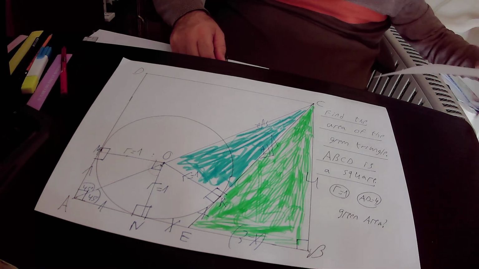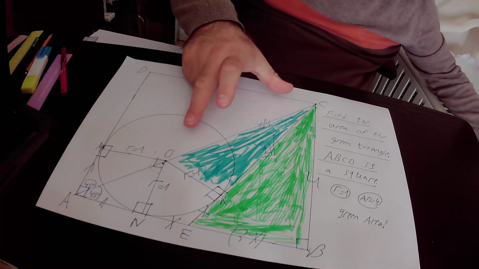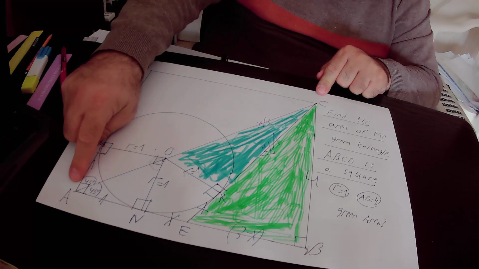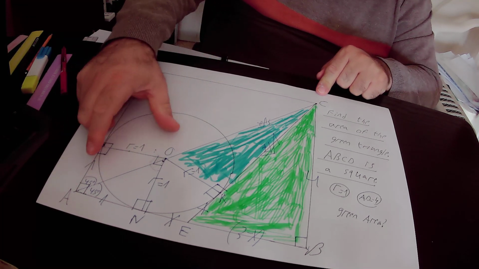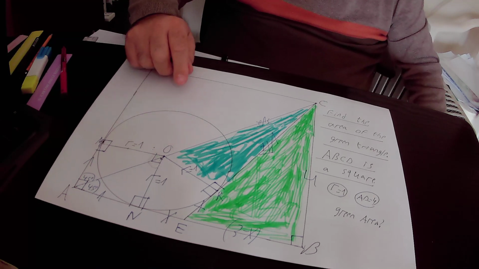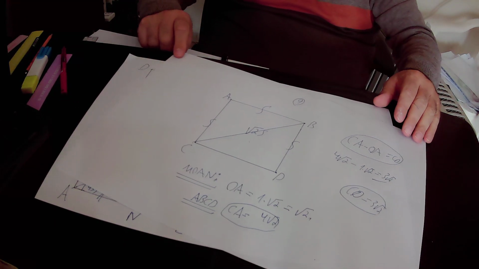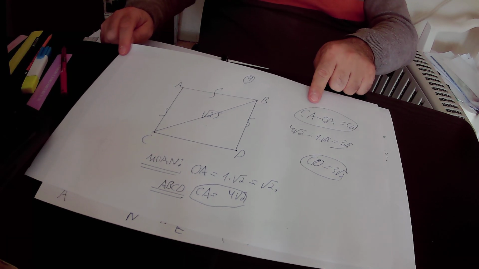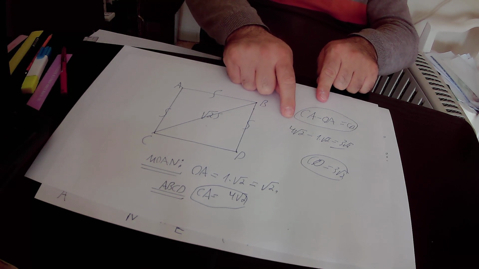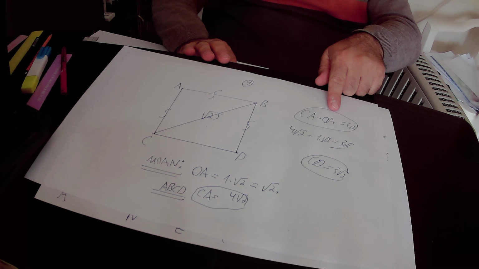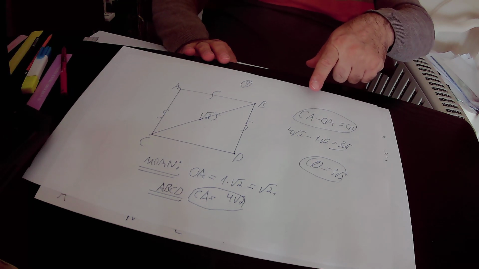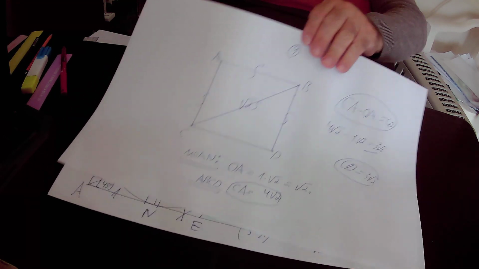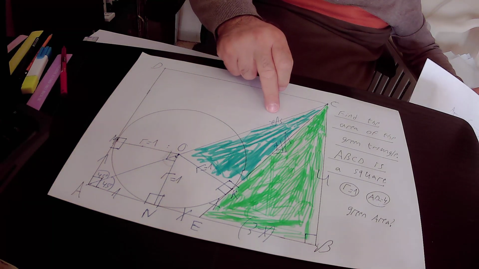So, what is the length of CO? The length of CO will be equal to CA minus OA. Again, CA minus OA equals CO. But we already found out that CA equals 4 times square root of 2 units, and OA equals square root of 2 units, so 4 times square root of 2 units minus 1 times square root of 2 units equals 3 times square root of 2 units. So we found out that CO equals 3 times square root of 2 units.